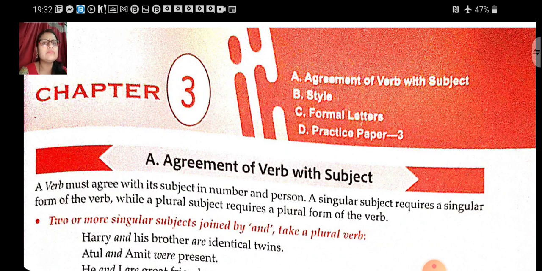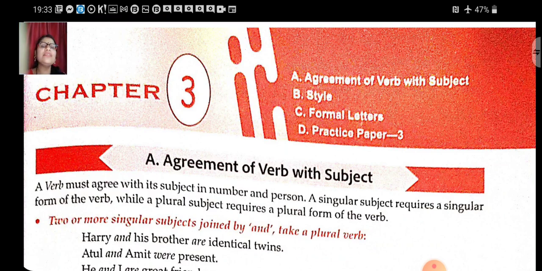So students, this was the example I gave you in my last class also. For example, here it is given: Harry and his brother are identical twins. Now if you check carefully, the subject here is not alone. They are talking about Harry as well as his brother. So now they are talking about two subjects, and when there are two, we are supposed to use the verb also in the plural. Am I right? So how does the verb become plural? When you add or remove, we remove.